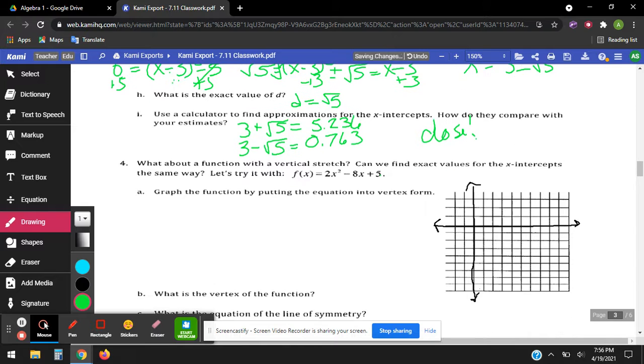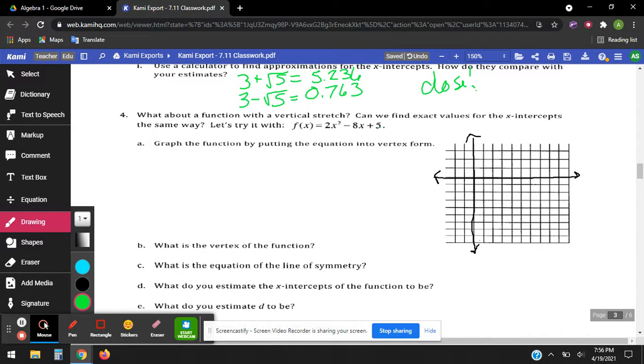All right, so what about a function with a vertical stretch? Can we find exact values for the x-intercepts the same way? Okay, let's put this in vertex form. 2 parentheses x squared minus 4x plus, divide by 2 equals negative 2 squared equals 4 times 2 is 8. So I'm going from 8 to 5. So 2x minus 2 squared, 8 to 5 is a minus 3.